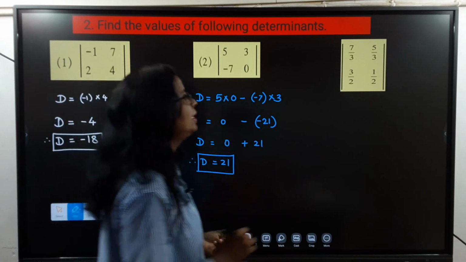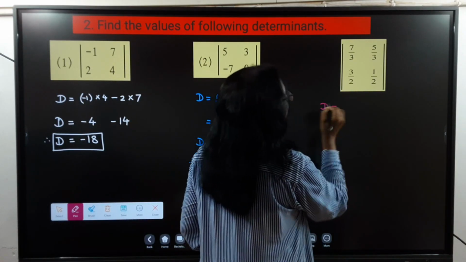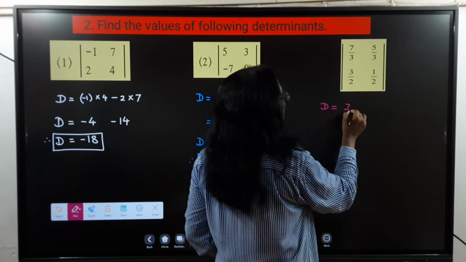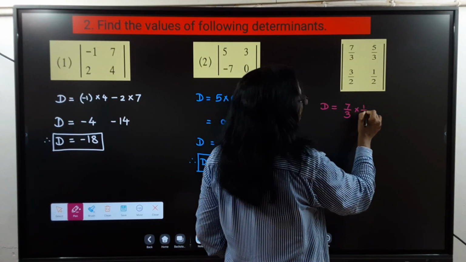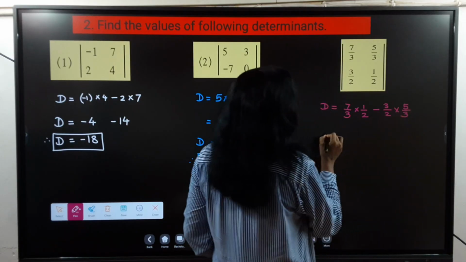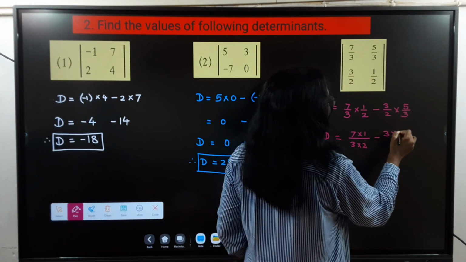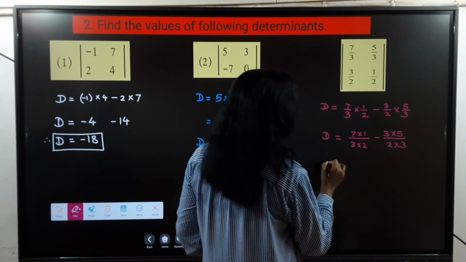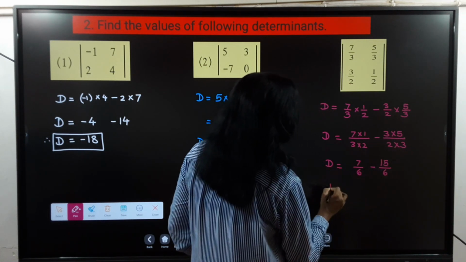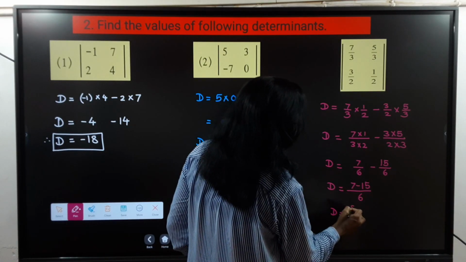Then the next example, to find the determinant of 7 upon 3, 5 upon 3, 3 upon 2, 1 upon 2. The product of 7 upon 3 and 1 upon 2, minus the product of 3 upon 2 and 5 upon 3. Therefore D is equal to 7 multiply 1 upon 3 multiply 2, minus 3 multiply 5 upon 2 multiply 3. Therefore D is equal to 7 upon 6 minus 15 upon 6, which is 7 minus 15 upon 6. Therefore D is equal to minus 8 upon 6.